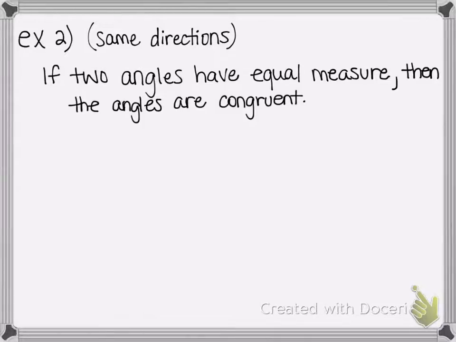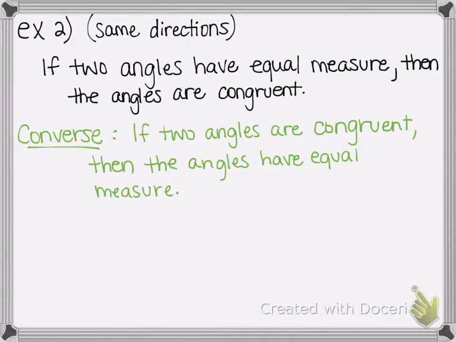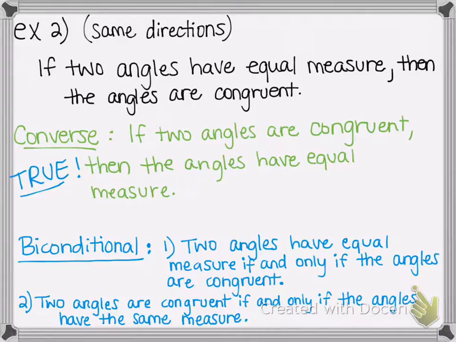Okay, so if two angles have equal measure, then the angles are congruent. Okay, we know that this is a true statement, so now we're going to write the converse of it. Well, switch hypothesis and conclusion. If two angles are congruent, then the angles have equal measure. Okay, so if two angles are congruent, do we know they have equal measure? Well, yes, we do, because that's the definition of congruent angles. So that means our converse is true.